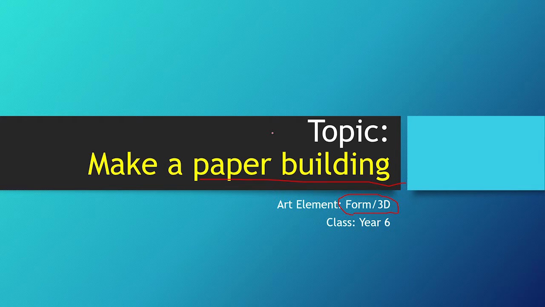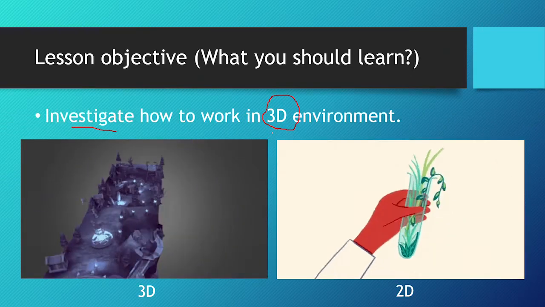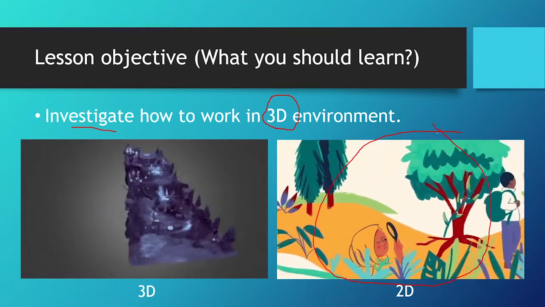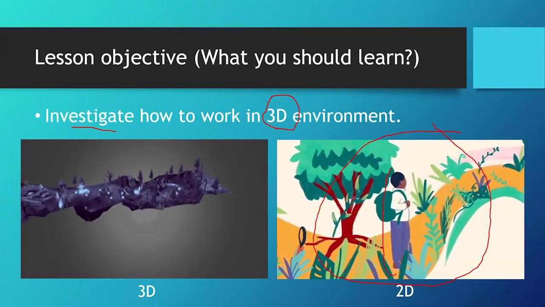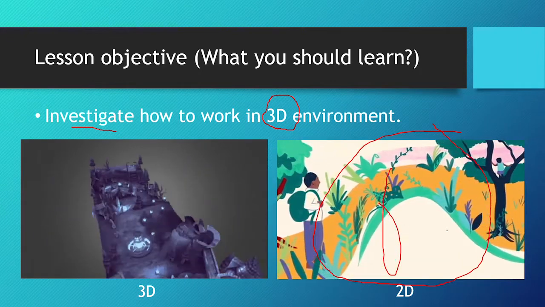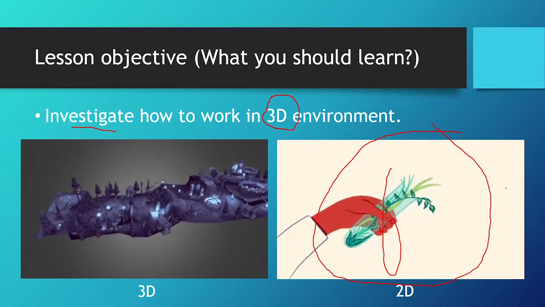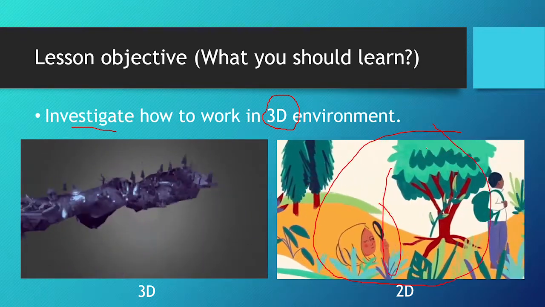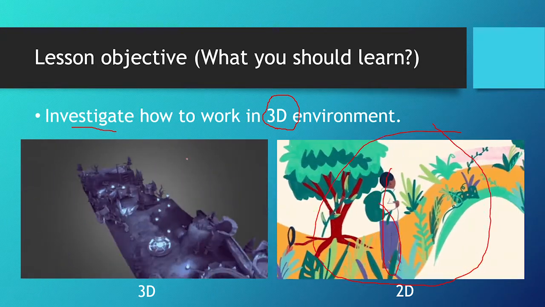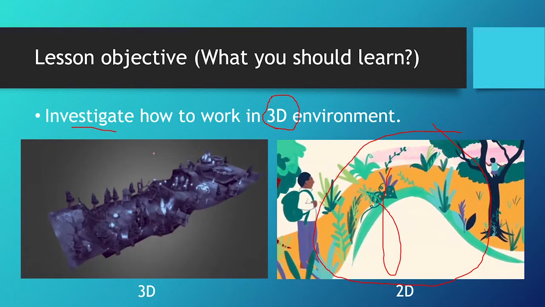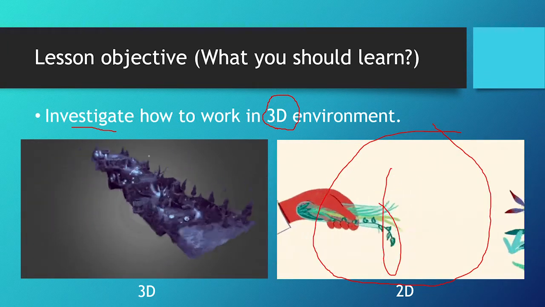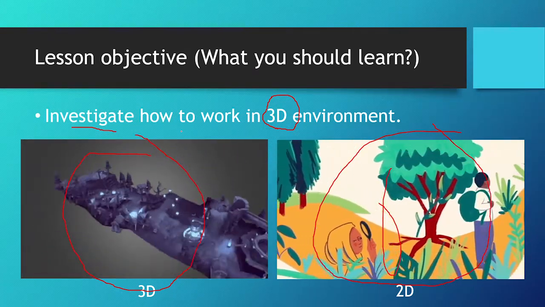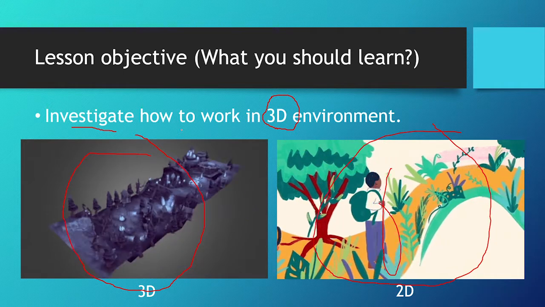Okay, you have always worked in a 2D environment, such as this one. This is 2D. You see everything is flat. You can see the tree, the people, everything, but you cannot see what is behind the tree, what is behind the people. So you're so used to working in a 2D environment. What I'm going to do with you today is help you to work in a 3D environment like this. So don't worry, it's going to be very easy.